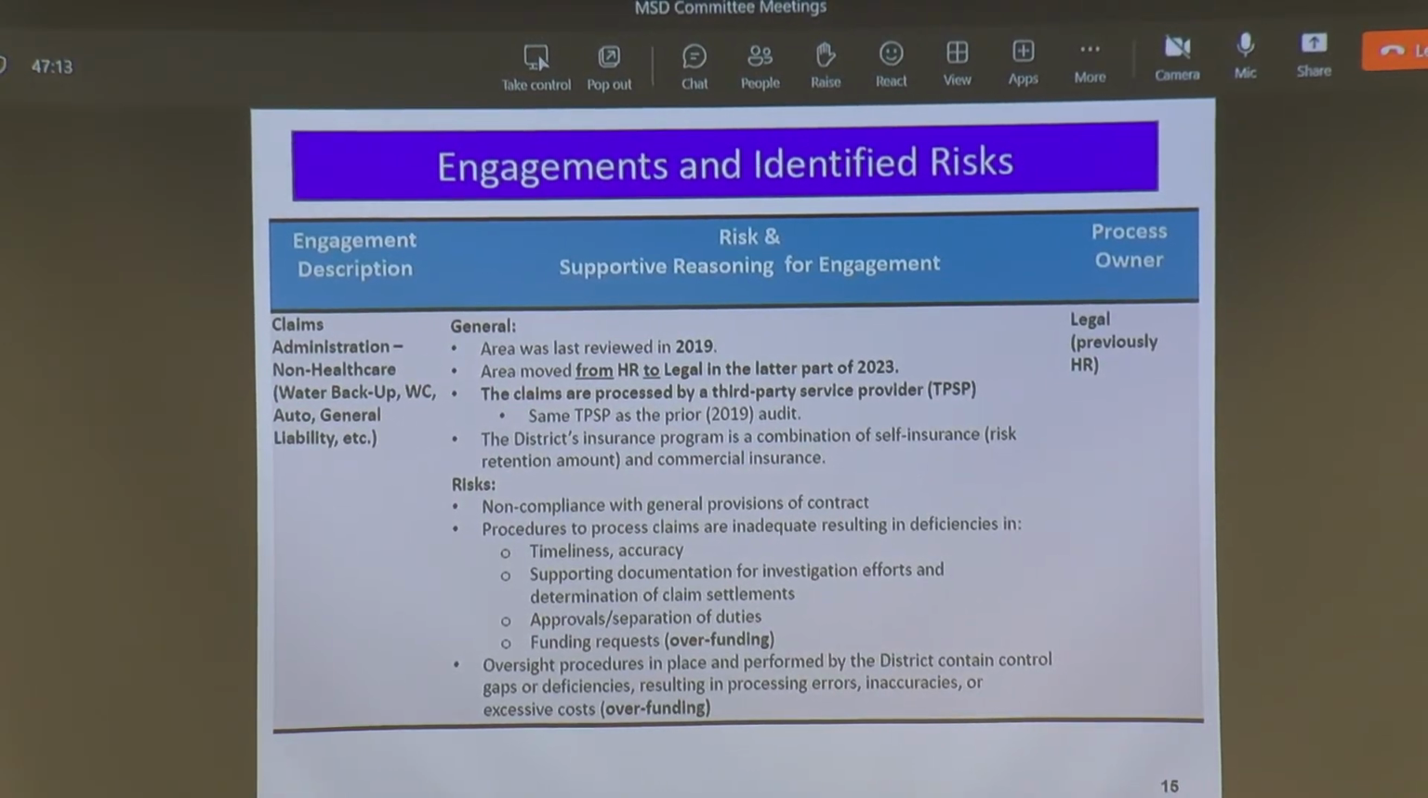To remind you guys, the district's insurance program is a combination of self-insurance and commercial insurance. So we retain the risk up to a certain point, and then the risk is taken over by the commercial insurance. For the risk that we retain, we have to pay those claims and we have to process them. That's why we have a third-party service provider. The risks here are non-compliance with the general provisions of the contract, and claims not being processed properly, accurately or efficiently. We overfund. There have been times in previous audits where we've overfunded claims, so we want to make sure that's not happening. Any questions?